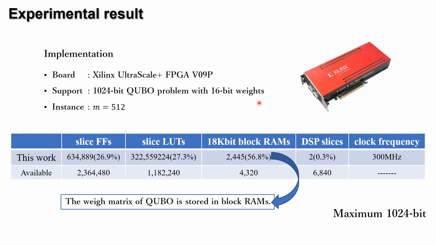Next, I'm going to show the experimental results. In this study, we implemented the proposed circuit on a V09P board equipped with the Xilinx Virtex UltraScale Plus FPGA. The resource usage and the clock frequency are as shown in the table. In this circuit, the memory usage is high because the weight matrix of QUBO is stored in block RAMs.